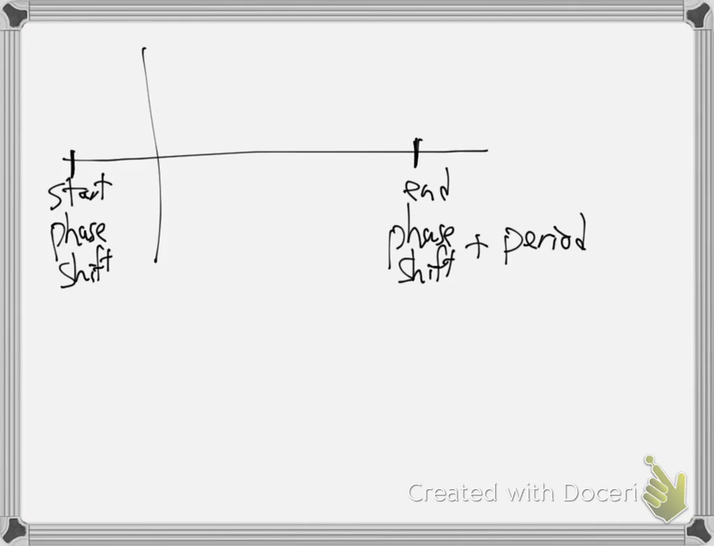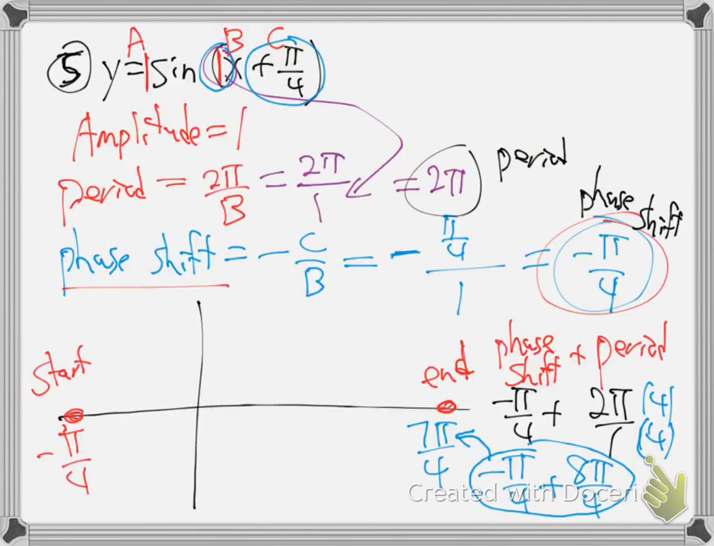Whenever you're dealing with sine or cosine, the start will always be the phase shift, and the end will always be the phase shift plus the period. Because again, what is the period? The width of one cycle. Making sense? The halfway point in between those two values, negative pi over 4 and the end, is where it'll cross. We don't need to worry about all those details for now, but that is true.